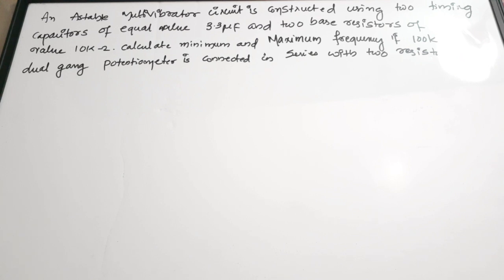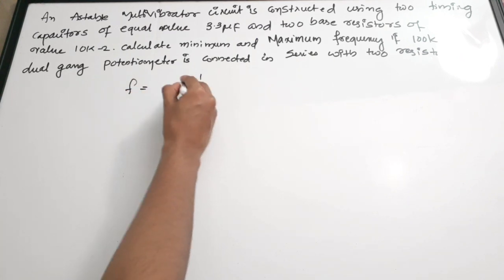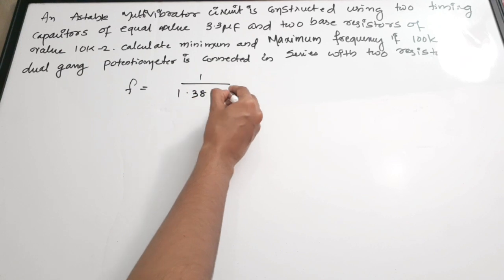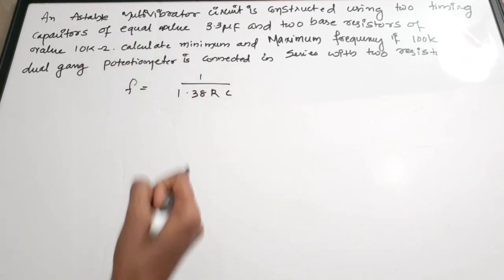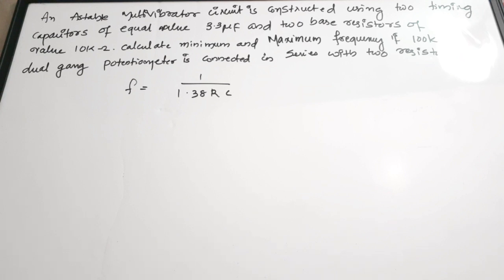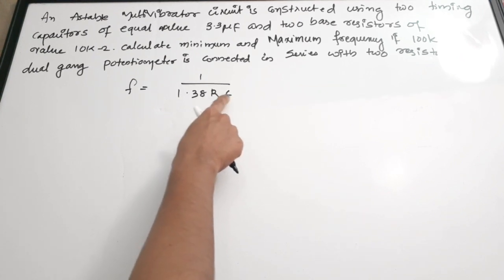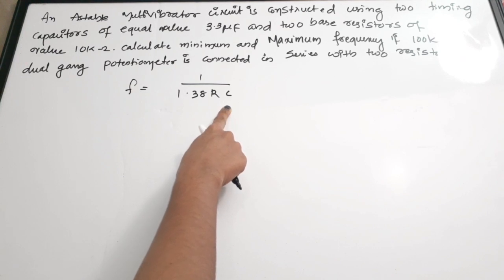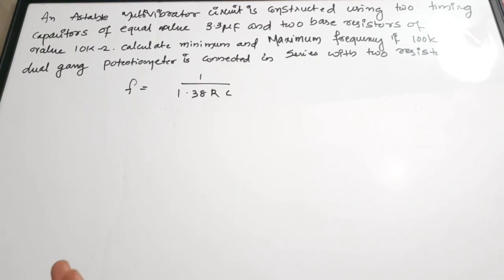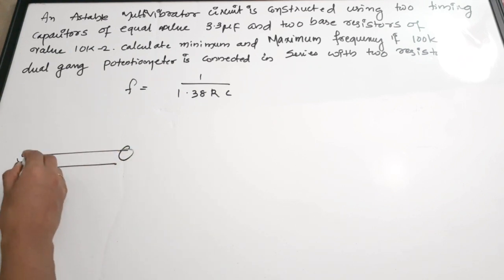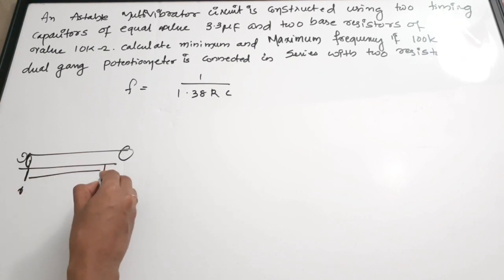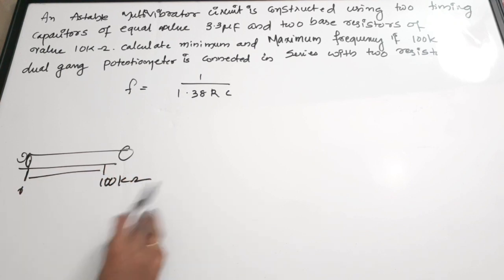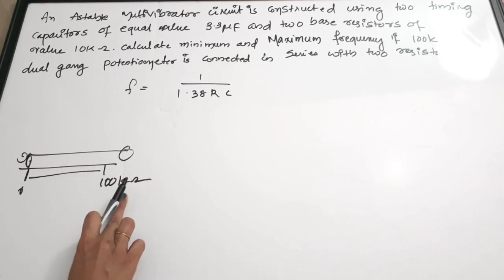So what is the equation for frequency? The equation for frequency is F equal to 1 by 1.38 RC. So this is the total frequency equation for the astable multivibrator. Now here we have to put values for R and C. C is given as constant 3.3 microfarad. R also the value is given, but another potentiometer is connected. Now we know that a potentiometer is a variable resistor, and its resistance can be minimum 0 to maximum 100K ohms, right? So this much resistance it can go up to maximum.